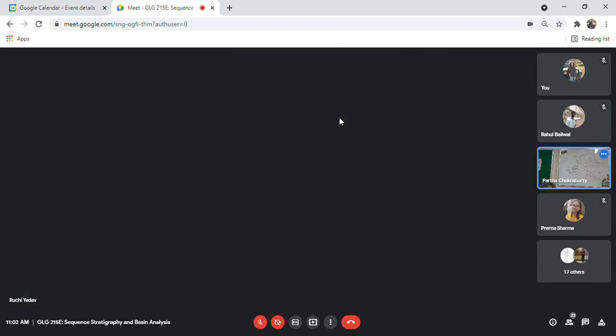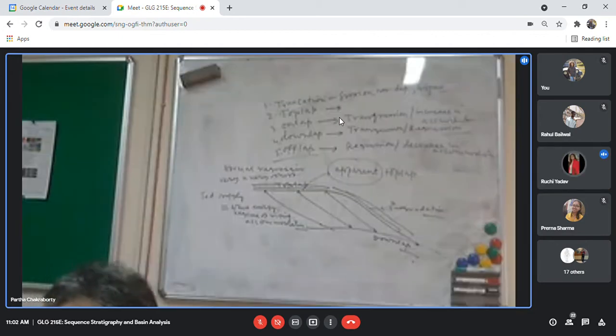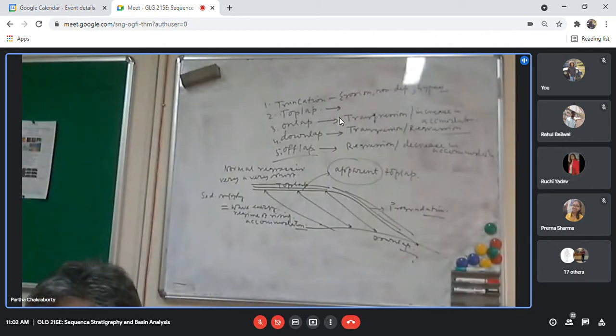Yes, sir. And so this condition we expect only during normal regression, and in any other systems tract it is impossible to achieve. This condition is not possible to achieve in any other system. Okay, fine.